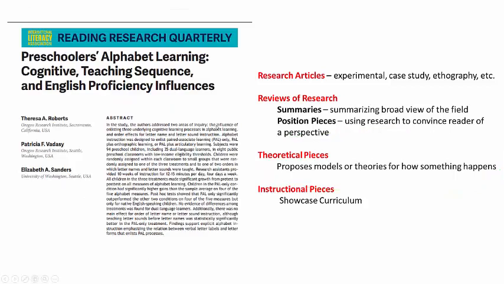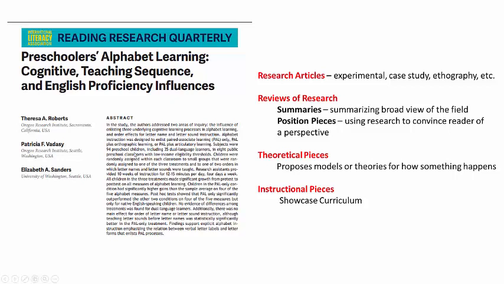All right. One last one. Here's one. This is from the Reading Research Quarterly, which we talked about earlier. This is by Roberts and friends, and it's called Preschoolers' Alphabet Learning: Cognitive Teaching Sequence and English Proficiency Influences. It starts in the abstract. In this study, the authors address two areas of inquiry: the influence of enlisting three underlying cognitive learning processes in alphabet learning, and order effects for letter name and letter sound instruction.